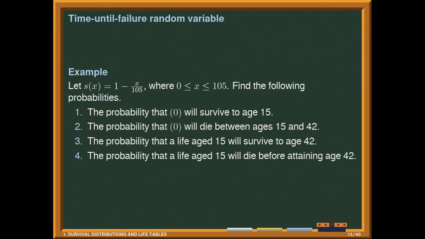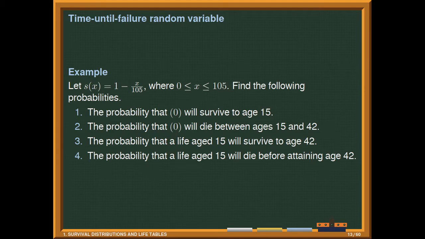Now, let's work on the following examples. Given that the survival function of x is as follows, it's equal to 1 minus x all over 105, where x is greater than or equal to 0 and less than or equal to 105. So clearly, 105 is omega. That's the limiting age.